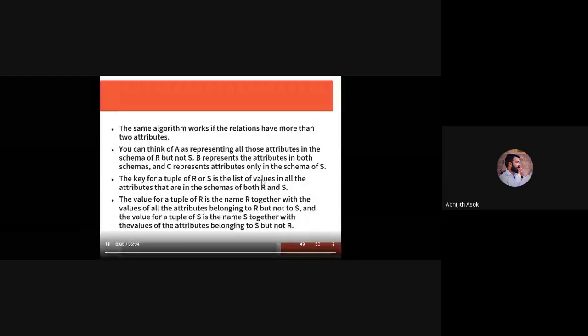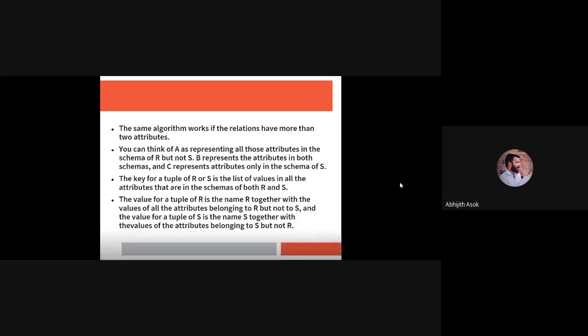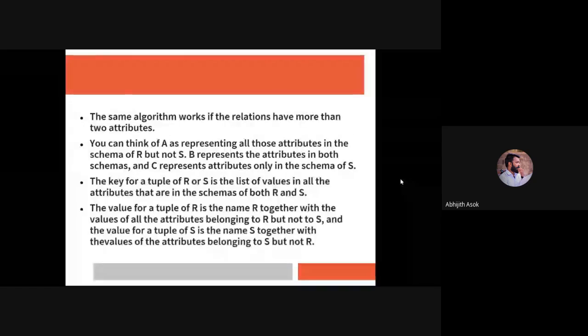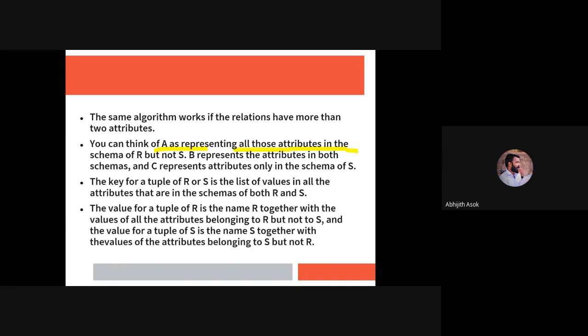The same algorithm works if the relations have more than two attributes. You can think of A as all those attributes in the schema of R but not in S. B represents the attributes in both schemas, and C represents attributes only in the schema of S. The key represents all the values in all attributes that are in the schemas of both R and S.